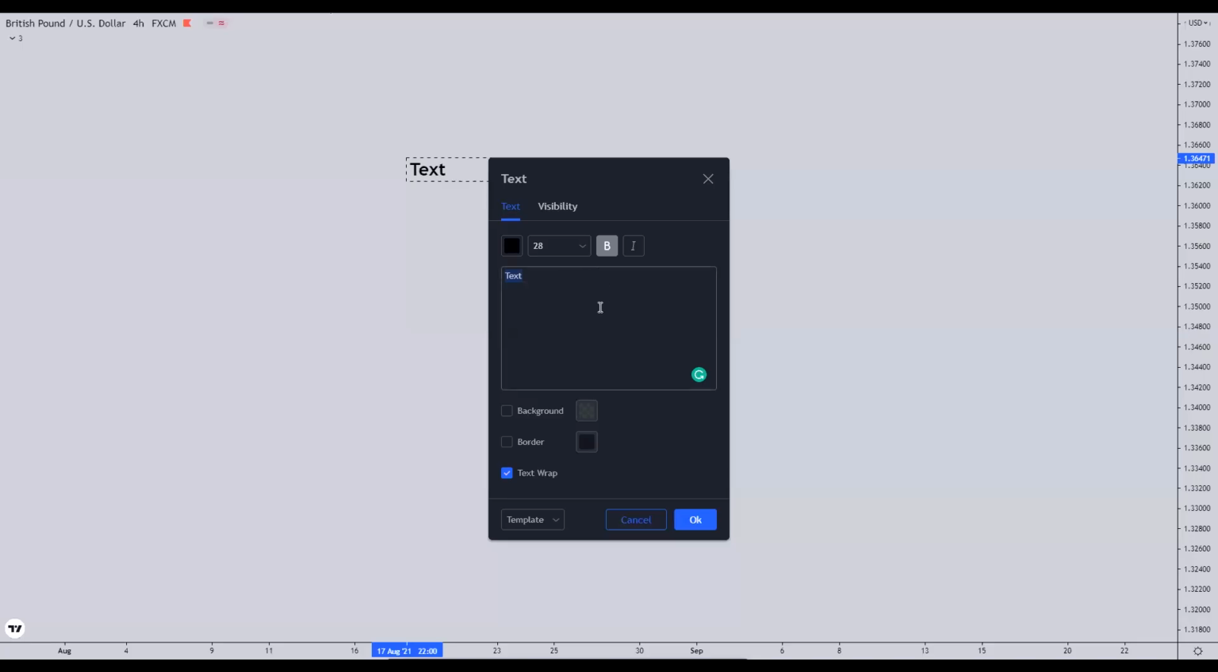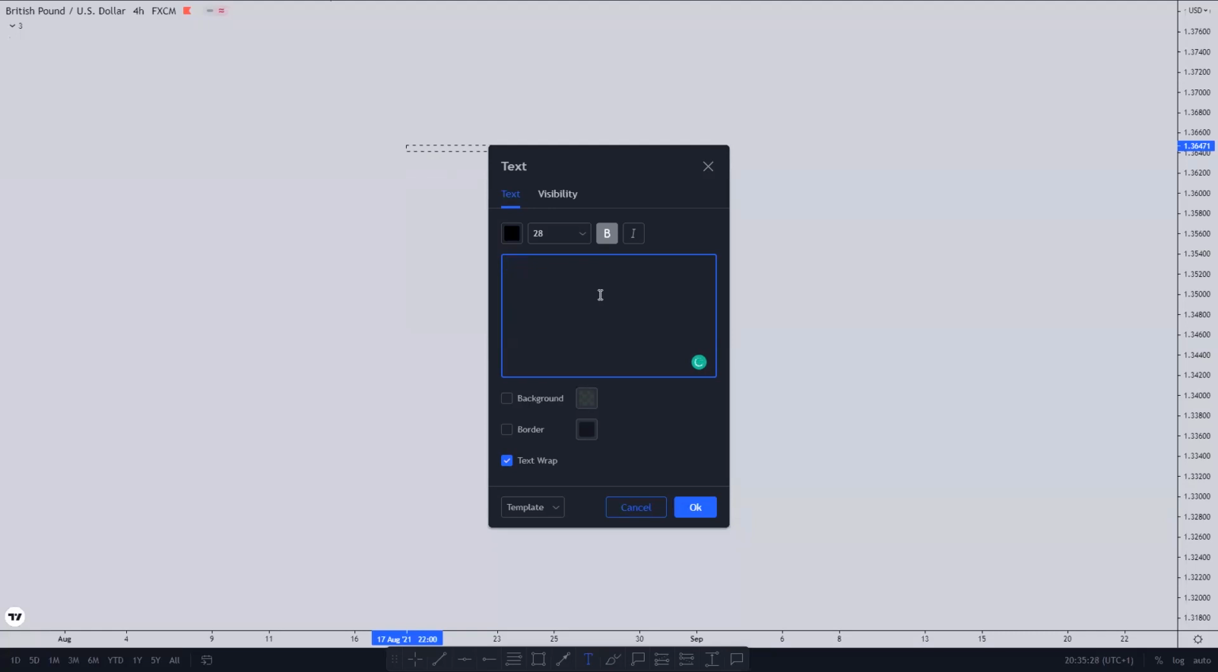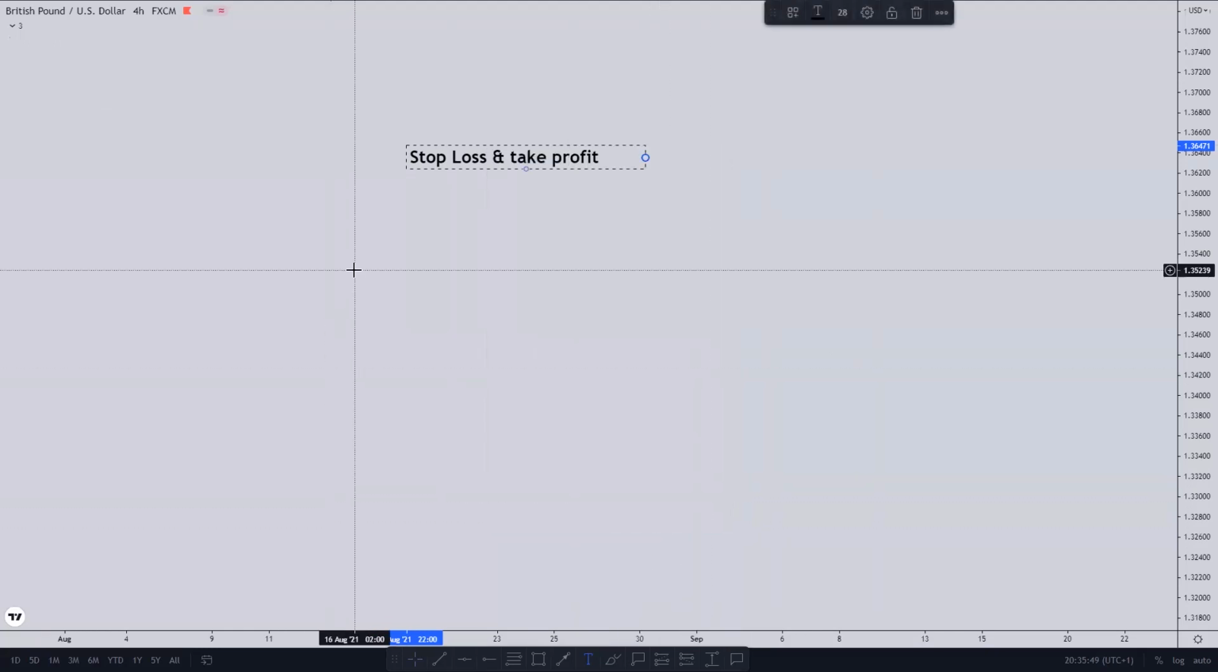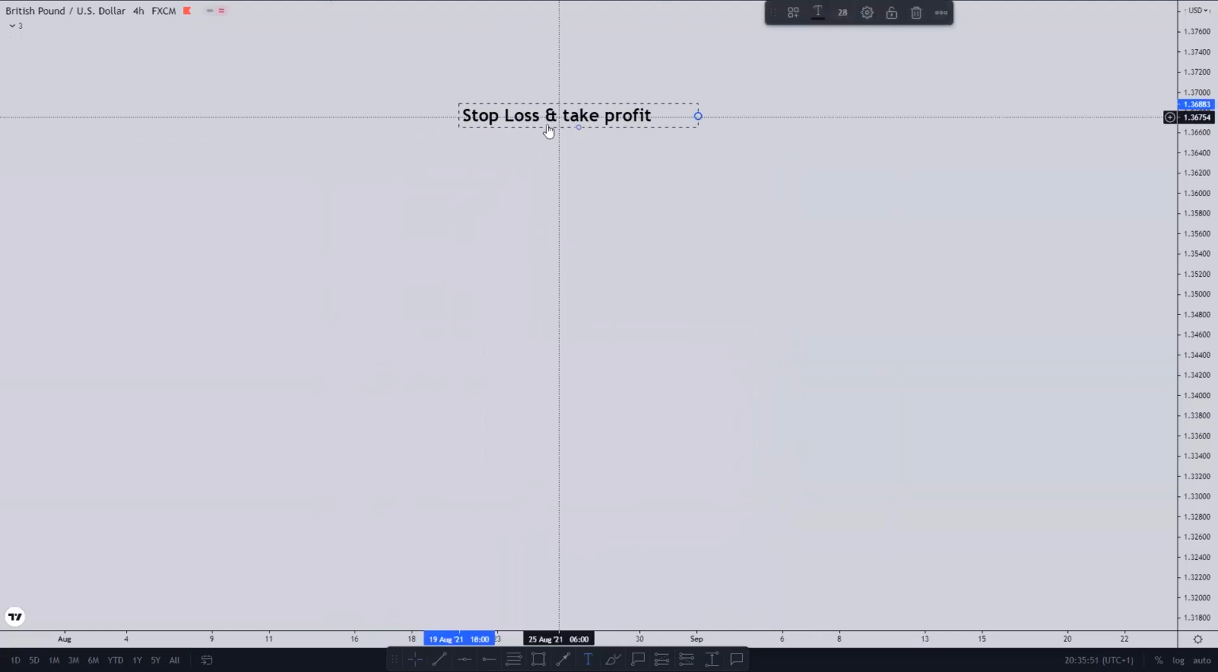Good day, guys. In this lesson, we're going to be explaining the difference between stop loss and take profit. Stop loss and take profit. This is just going to be a short video for those that don't understand what the stop loss or the TP is.